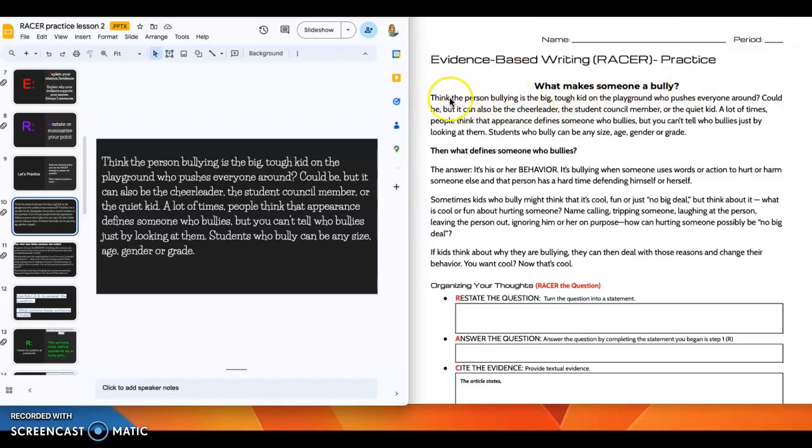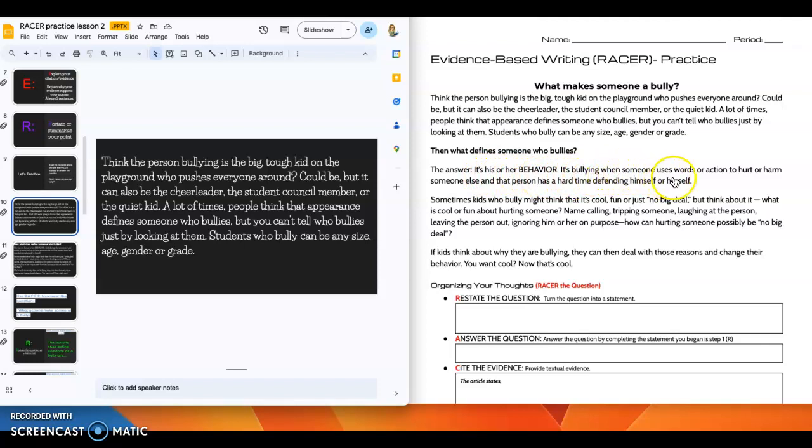What makes someone a bully? Think the person bullying is the big, tough kid on the playground who pushes everyone around? Could be, but it could also be the cheerleader, the student council member, or the quiet kid. A lot of times, people think that appearance defines someone who bullies, but you can't tell who bullies just by looking at them. Students who bully can be any size, age, gender, or grade. Then what defines someone who bullies? The answer? It's his or her behavior.